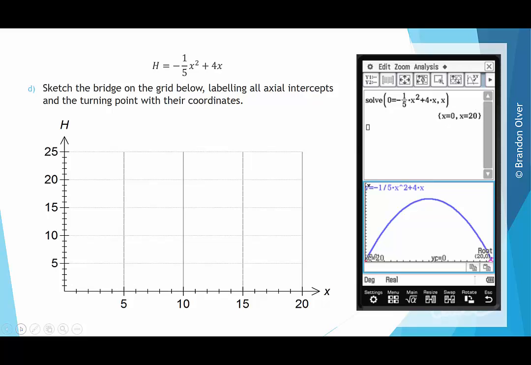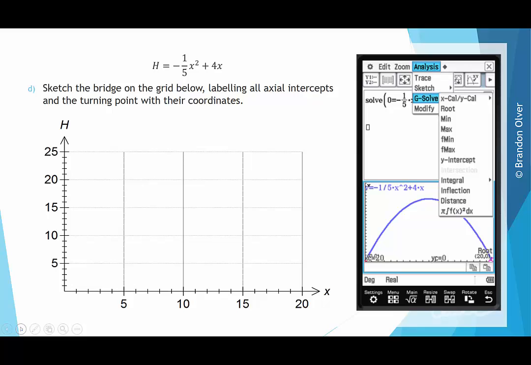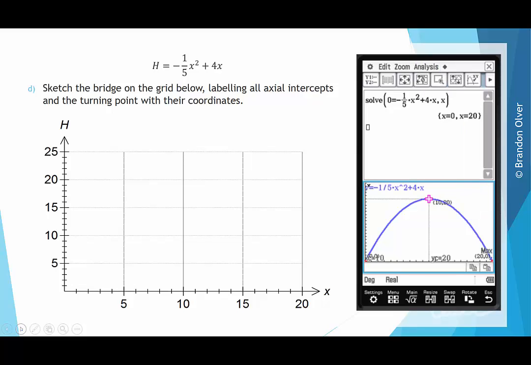And then the last thing we want to do is go Analysis, G-Solve, and find the turning point. So if we press Maximum, we'll find that turning point, which is at 10, 20. And we found that also in part B when we completed the square on the graph. So we now need to copy that out. So we know that we've got an X intercept here at 0, 0, and another one here that is at 20, 0. The turning point is at 10, 20.